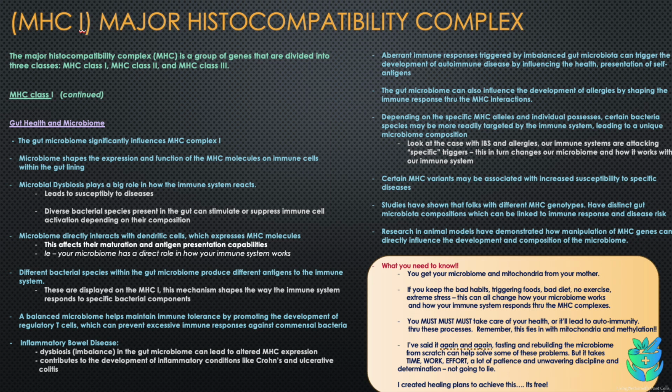So, of all of this, what do you need to know? You get your microbiome and mitochondria from your mother. If you keep the bad habits, triggering foods, bad diet, no exercise, extreme stress, this can all change how your microbiome works and how your immune system responds through the MHC complex. You must take care of your health, or it'll lead to autoimmunity through these processes. So remember, this ties in with mitochondria and methylation. I've said it again and again.